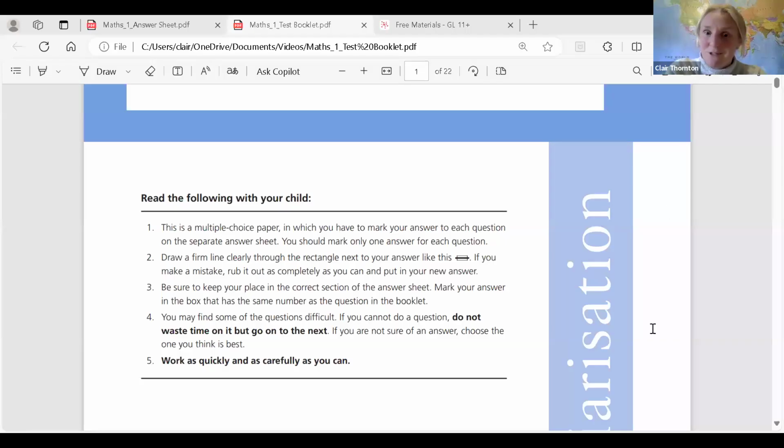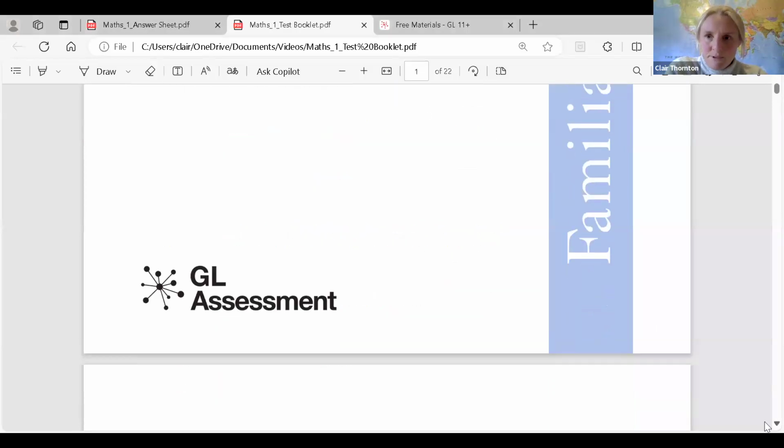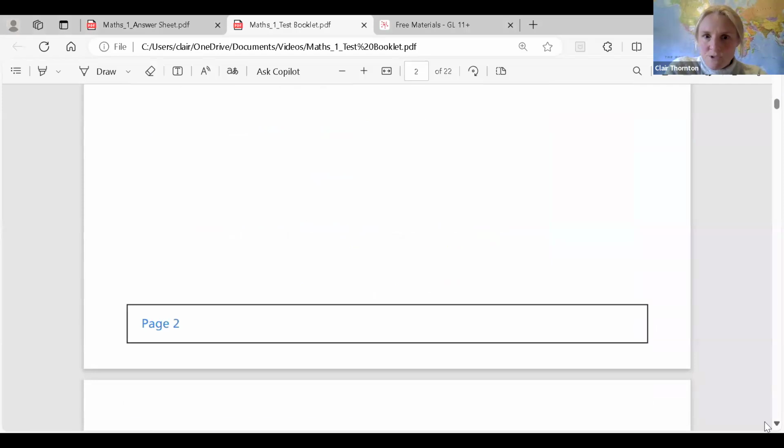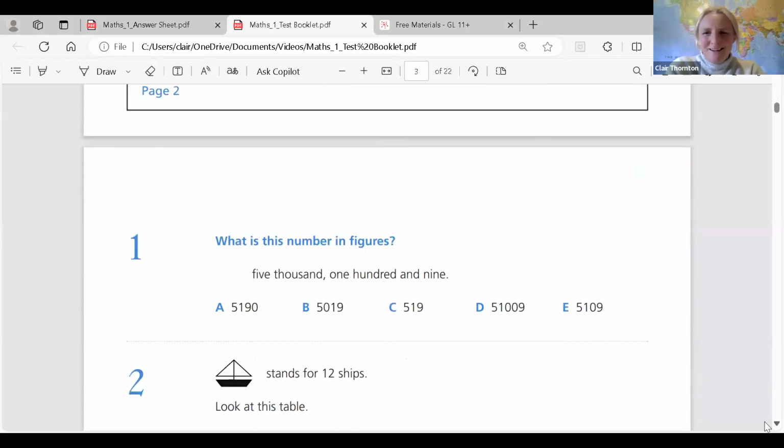It's got a little bit of information at the beginning, which tells you some information about what it is. And you're going to go down to the first page here. So obviously we've got our first question there, which hopefully you can see. I'm going to just do this to demonstrate what kind of question we have. It's a very easy one, but also how to answer this. So what is this number in figures?